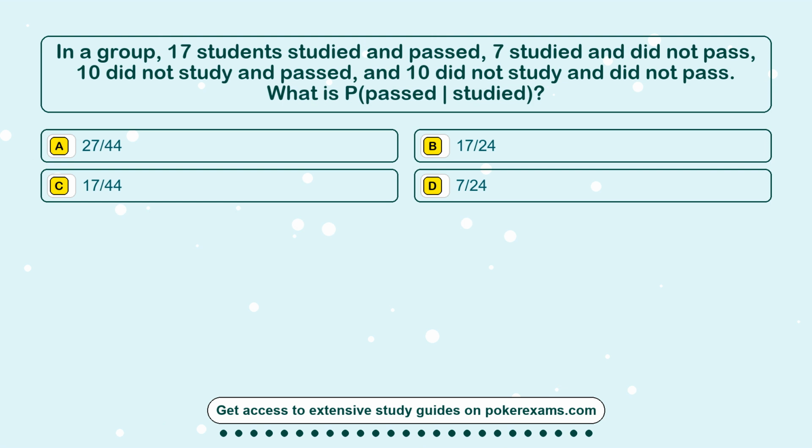Question 23. In a group, 17 students studied and passed, 7 studied and did not pass, 10 did not study and passed, and 10 did not study and did not pass. What is P(passed | studied)? Option A 27/44. Option B 17/24. Option C 17/44. Option D 7/24.